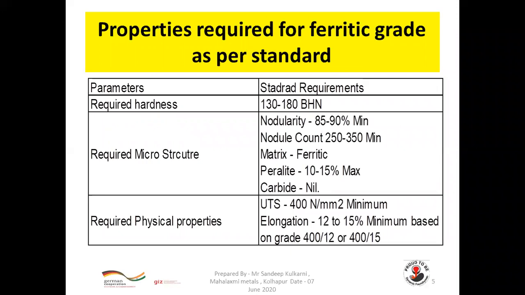You can see here the hardness required, BHN. Required microstructure is nodularity minimum 85%, nodule count 250 to 350 minimum, matrix ferritic, pearlite 10 to 15% max, carbide nil. Required physical properties: UTS 400 Newton per mm square minimum, elongation 12 to 15% minimum based on grade 400/12 or 400/15.